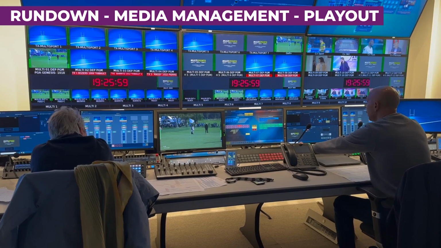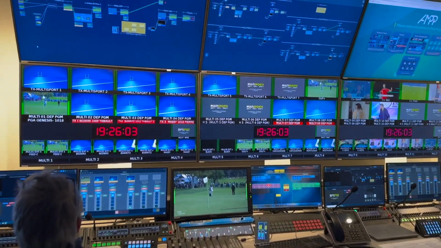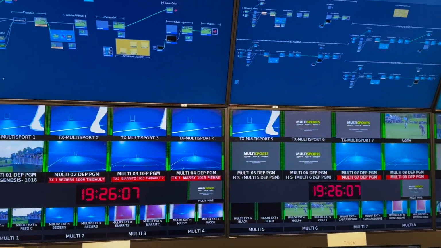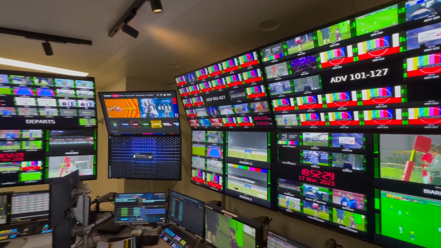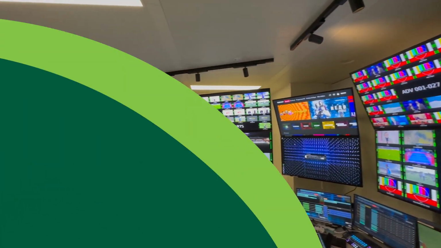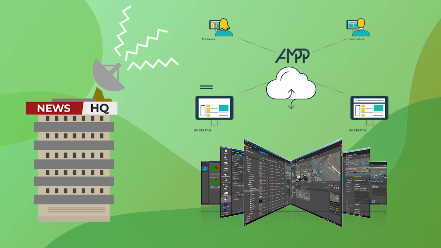One of the biggest trends we're seeing in rundown news media management and playout solutions is the move towards cloud-native technologies, artificial intelligence, and microservices architectures. These advancements allow for greater scalability and flexibility, essential for today's dynamic broadcast environments. Products like Grass Valley's GV Stratus Rundown are leading the way by integrating these technologies to enhance newsroom workflows.